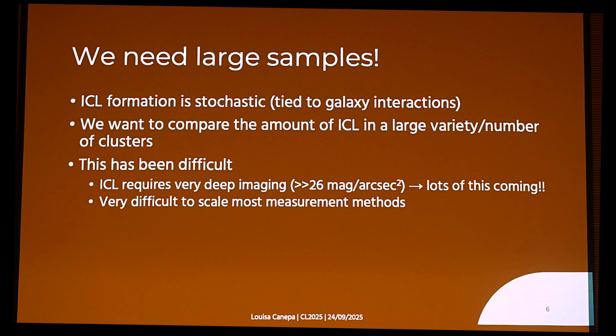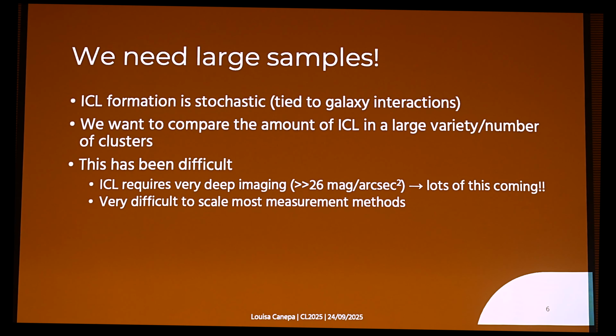But the second problem is that historically it has been very, very difficult to scale most measurement methods of the ICL to these enormous amounts of data that we're seeing. And here I'm talking about measuring the ICL fraction. So that's the proportion of cluster stellar light that's contained within the ICL.